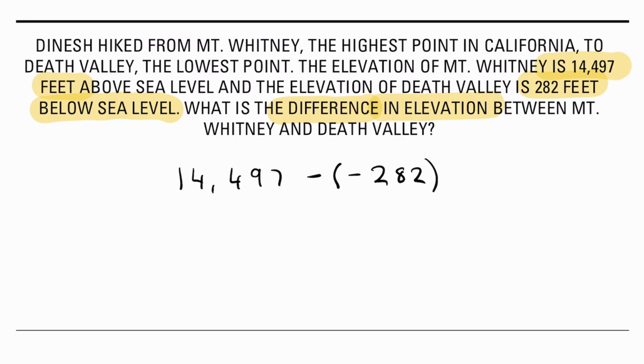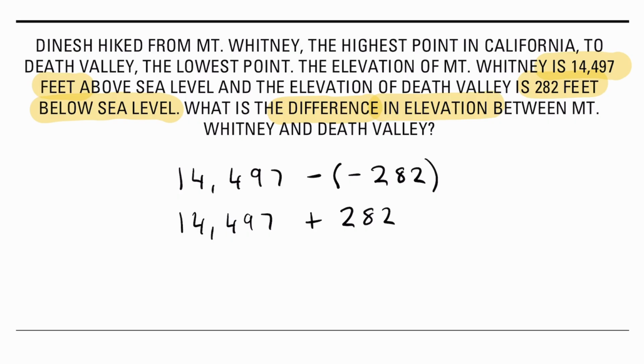And so you'll find that this ends up being 14,497 plus, remember the opposite of a negative number is a positive number, so we have a plus 282. This means that this number is going to be larger than the elevation of Mount Whitney, which makes sense because we're going below sea level, and Mount Whitney's elevation is based from sea level, so there's actually a larger difference than the altitude of Mount Whitney.